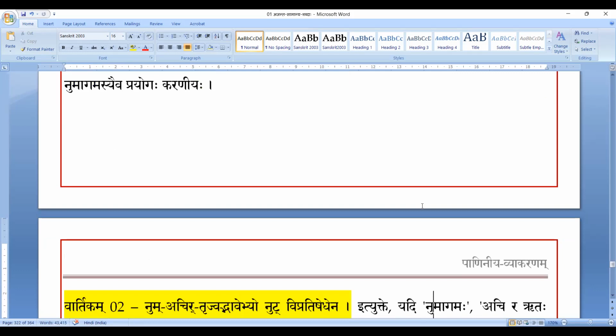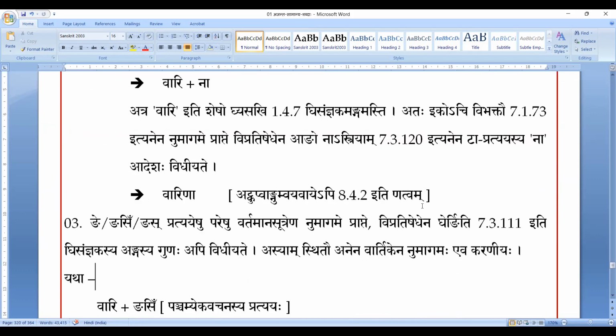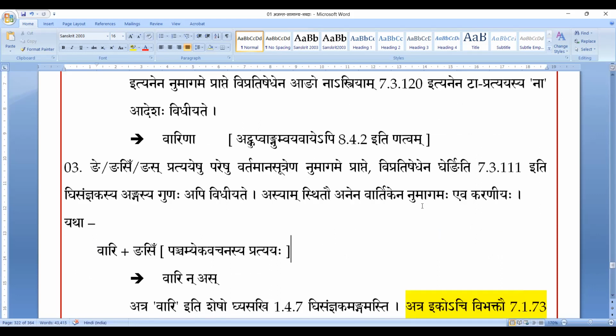That is Vriddhi, Autva, Gunadesha, Trijud Bhava Gunebhyaha Num Vipratishedena. For this Vartika, this is an example. Chaturthi, Panchami, Shashti, Vartamana Sutra Num Agame Prapte. And this Vari is a Ghi Sanjnaka Shabda. Therefore Gher Ngiti by the sutra, Guna happens. So which one will apply first? Because 7.3.111, if we apply the parasutra, Guna will happen. If you apply Num, Guna cannot happen. So by the Vartika, Asyam Sthitau Anena Vartikena, Num Eva Bhavati. Otherwise, you will have an Anishta Rupam. So that's what this Vartika says. Guna will not happen. Num will happen.